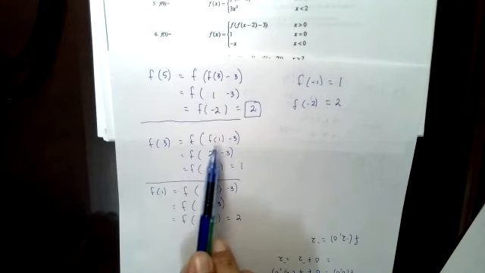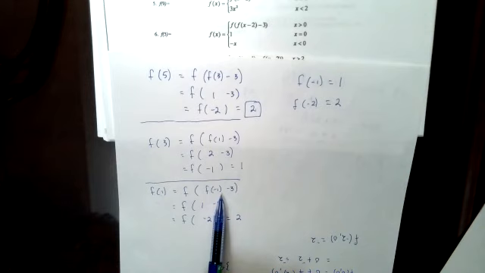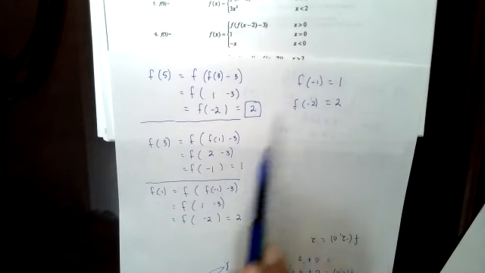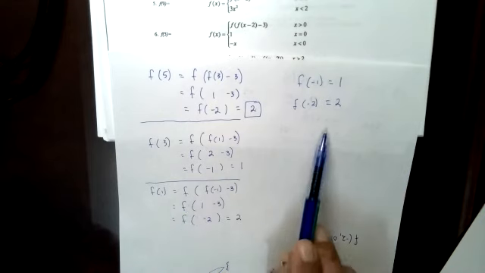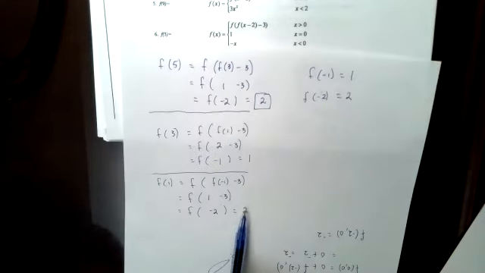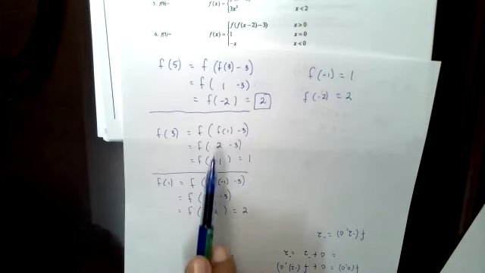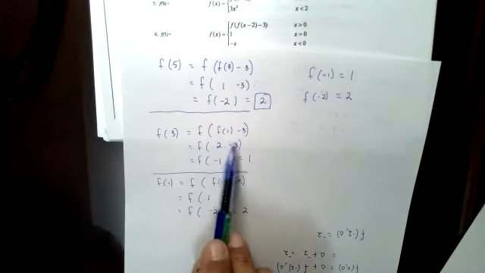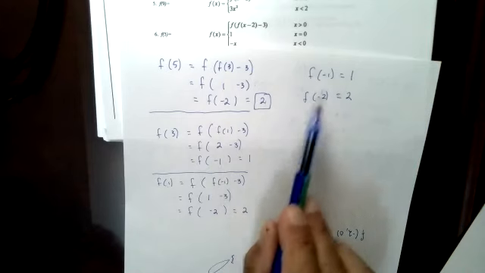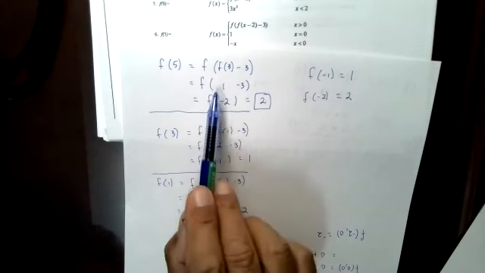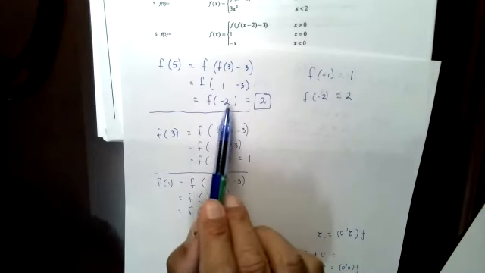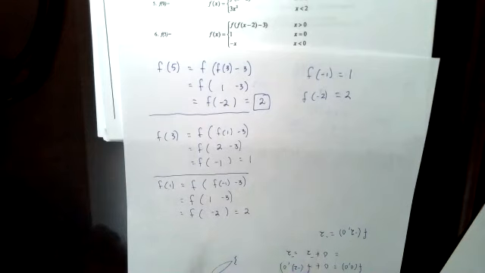I needed f of 3. In order to get f of 3, I needed f of 1. In order to get f of 1, I needed f of negative 1, which was 1. So I put the 1 in, subtract the 3, f of negative 2, which I know is 2. Now that I know what f of 1 is, I can replace it up here. 2 minus 3 is negative 1. F of negative 1 is 1. Now that I know what f of 3 is, I can replace it up here. 1 minus 3 is negative 2. I already know what f of negative 2 is. It is positive 2.